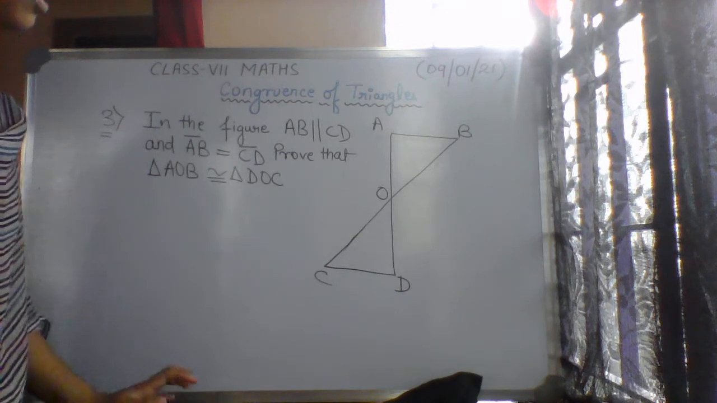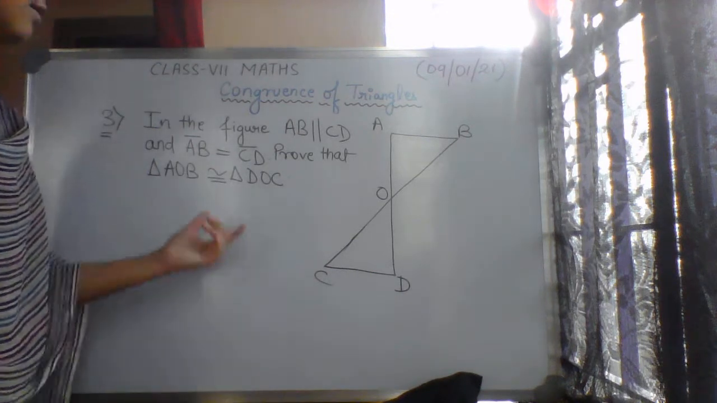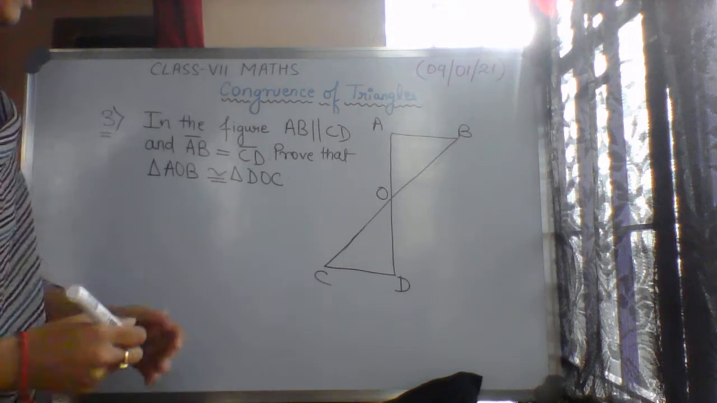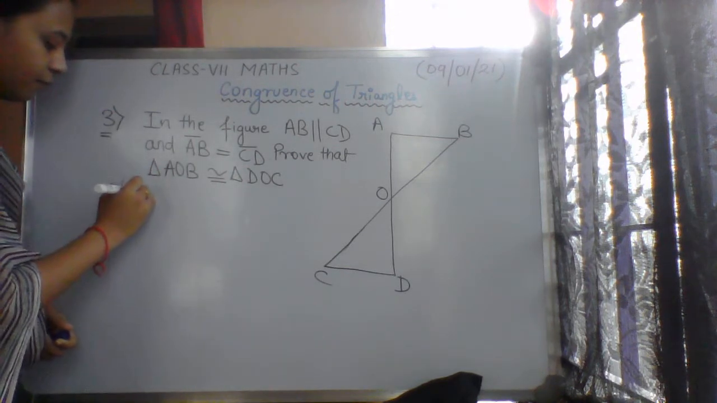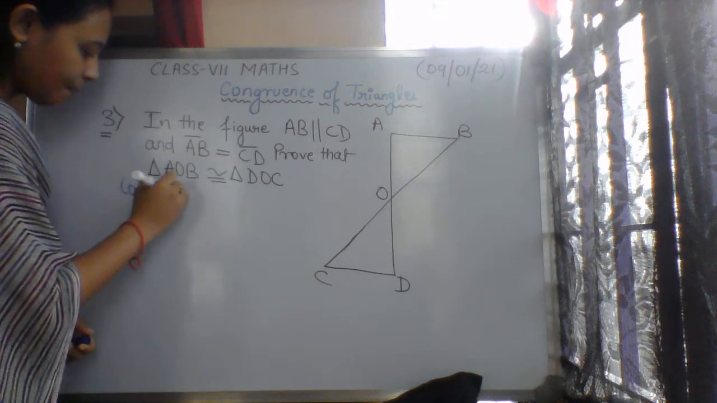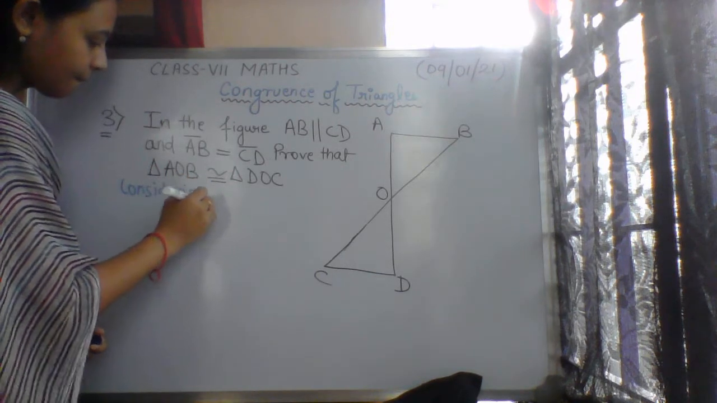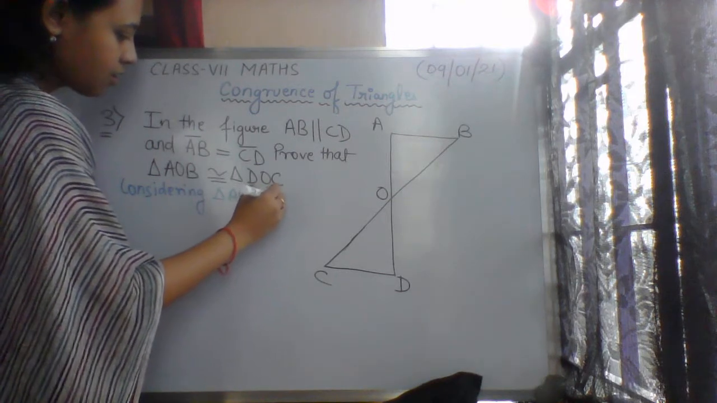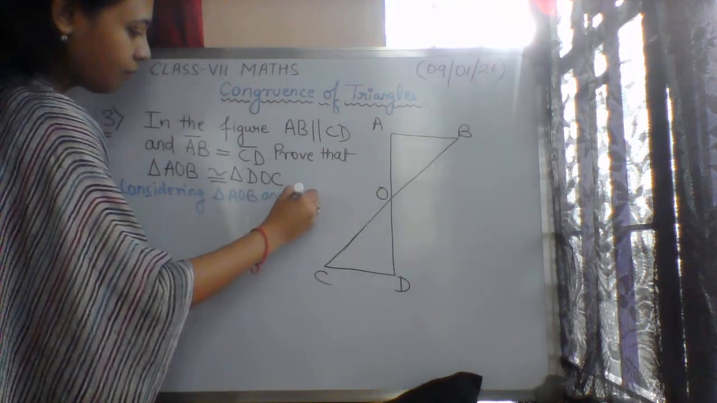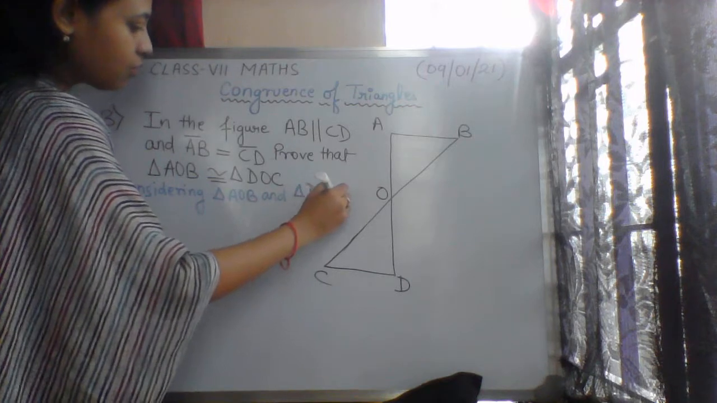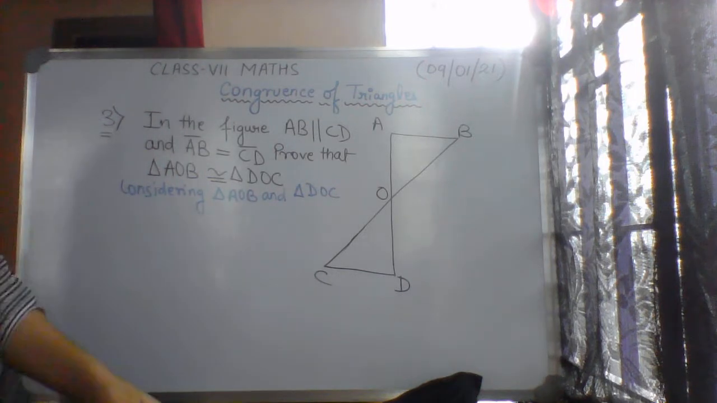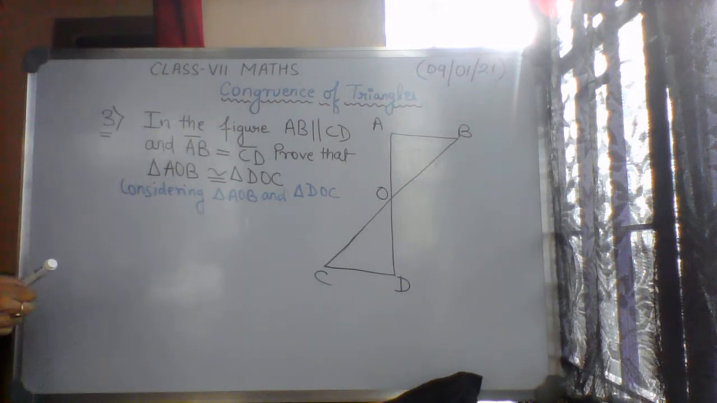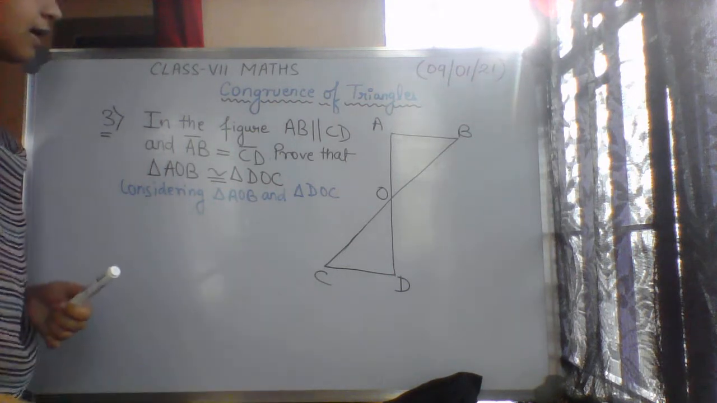Okay, so we have to prove that they will be congruent. So let us first consider both the triangles. Considering triangle AOB and triangle DOC. After considering those two triangles, we will write down what we can write.